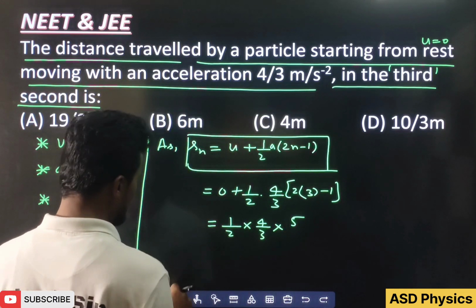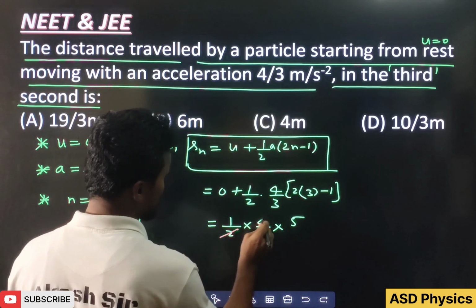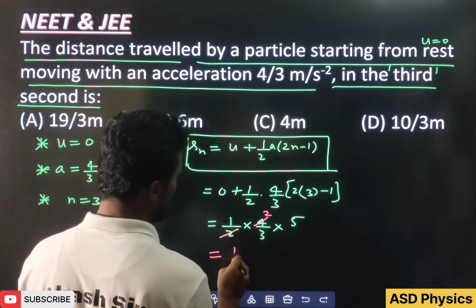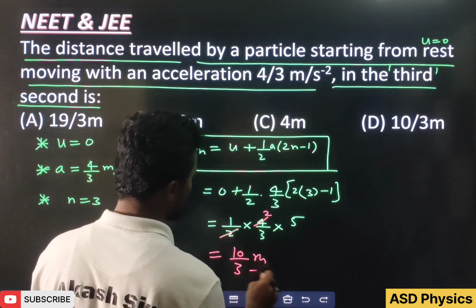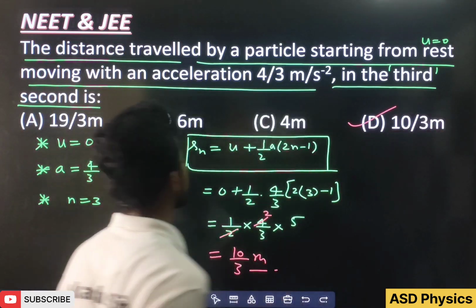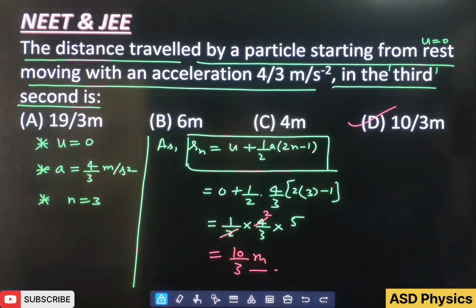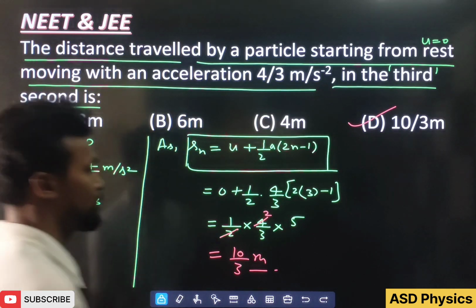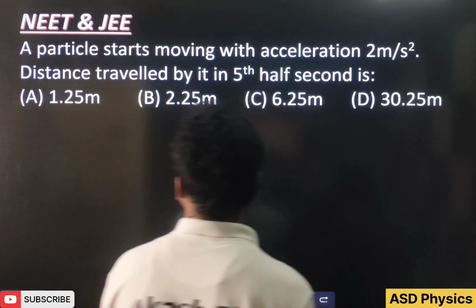Okay. So simplify this here. We can write here 2 2 is 4. So 2 into 5, 10 by 3 meter. So in the third second, 10 by 3 meter. The correct option is option D. Very formula based questions are there. Next one, let's move here.